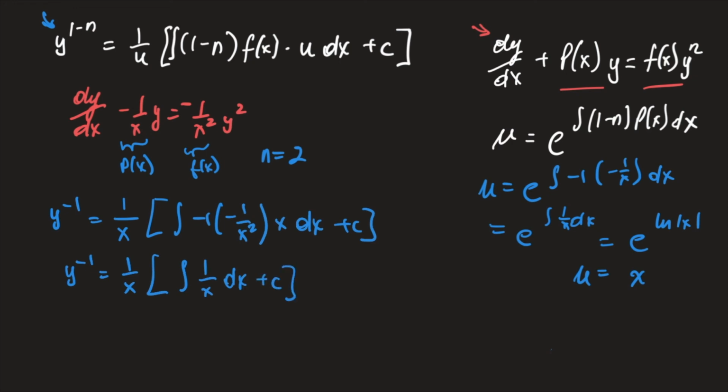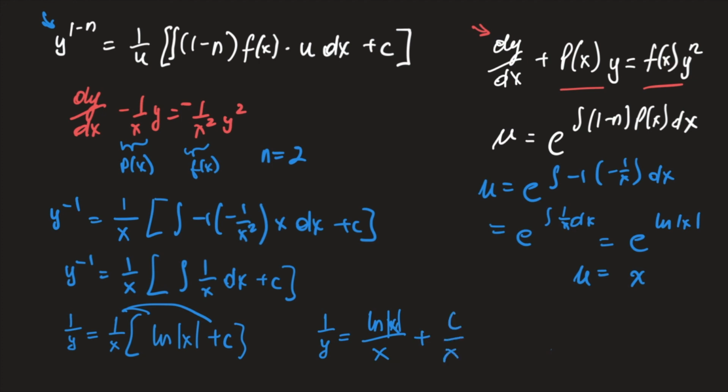So again, y to the negative first power is 1 over y, which is equal to 1 over x times the integral of 1 over x dx, which is just natural log of x, plus c. And now we can just distribute 1 over x through the parentheses. So we have 1 over y is equal to natural log of x over x plus c over x.